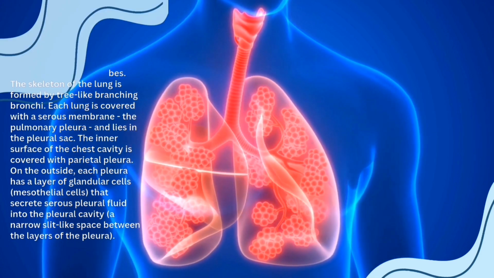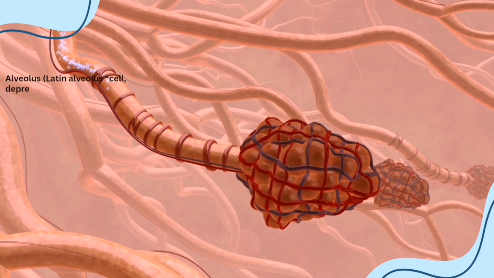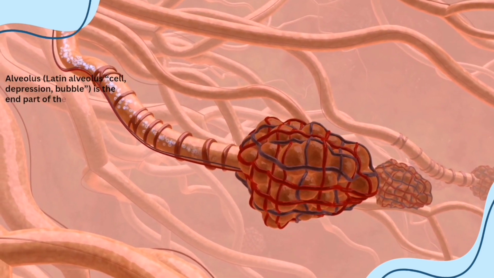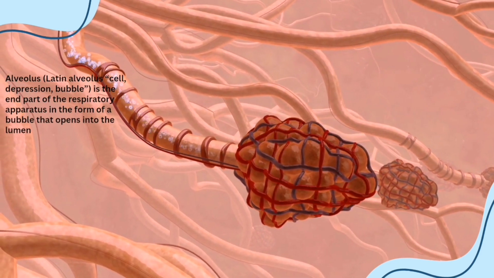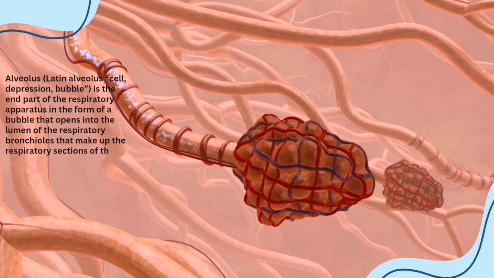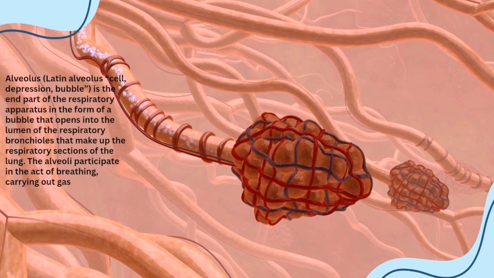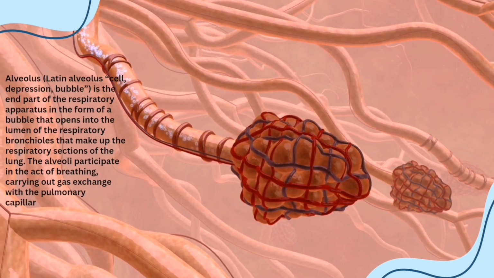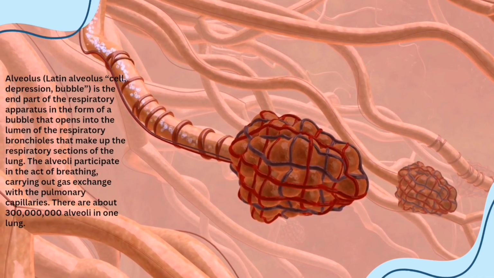Alveolus. This means a small cell depression or bubble, the end part of the respiratory apparatus in the form of a bubble that opens into the lumen of the respiratory bronchioles that make up the respiratory section of the lung. The alveoli participate in the act of breathing, carrying out gas exchange with the pulmonary capillaries. There are about 300 million alveoli in one lung.